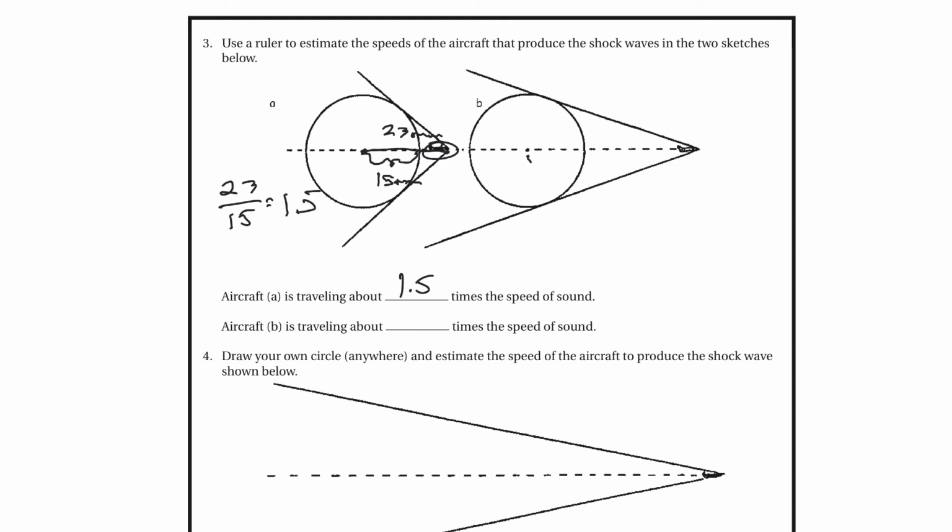This one now, if I measure that out, is 16 millimeters. Okay, from the origin to the plane is 48 millimeters. So I'm going to take the plane first. So I have 48 divided by 16. Okay, that goes in perfectly. It goes in 3 times. So plane B is traveling at 3 times the speed of sound.